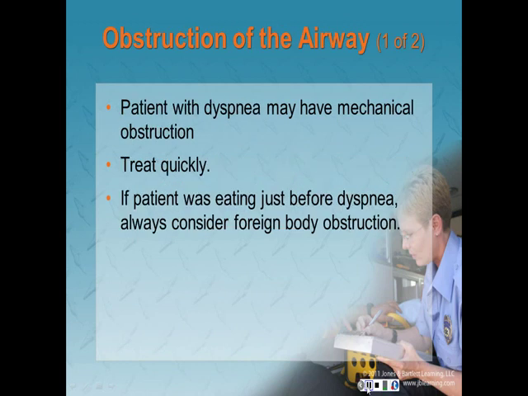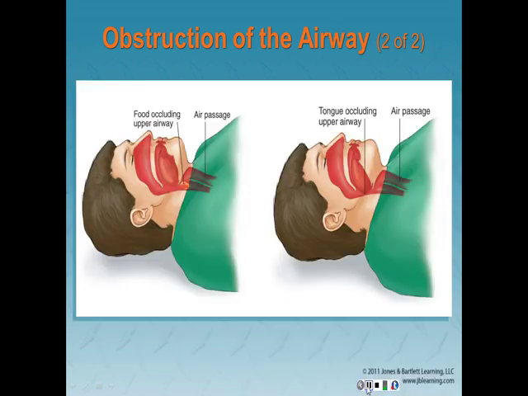Airway obstruction. A patient who has dyspnea may have a mechanical obstruction. This needs to be treated quickly, and in the semi-conscious or unconscious patient, the obstruction may be the result of aspiration of vomitus or a foreign object, or improper positioning of the head causing the tongue to block the airway. If the patient was eating just before onset of the dyspnea, always consider the possibility of a foreign body airway obstruction. You can see this on the left, and on the right you can see the unconscious patient lying on their back who has the tongue now obstructing their airway.